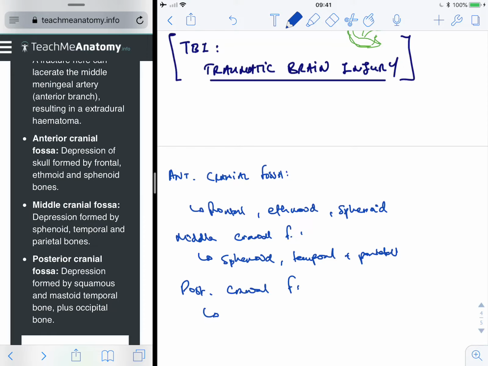Squamous. One of these. Maybe these are facial. Well, they can't be facial. The squamous, mastoid, temporal bone, plus occipital. Now, the occipital, I see. So do they go all the way to the back? Because the occipital certainly seems like it would make up that posterior part, that posterior kind of depression. I just don't know where the squamous and mastoid temporal bones are.